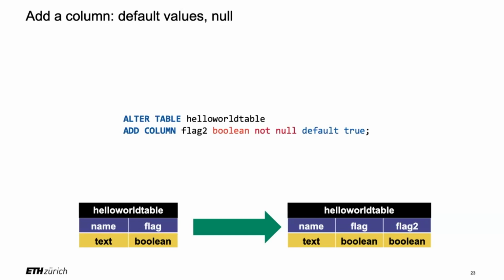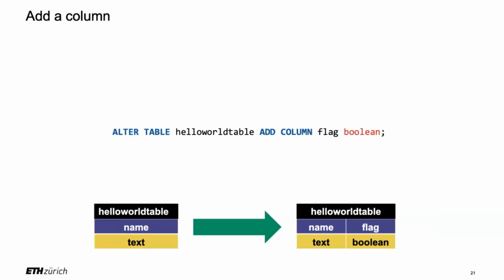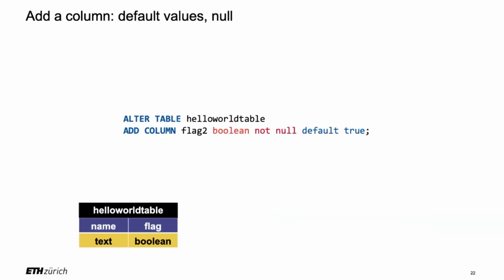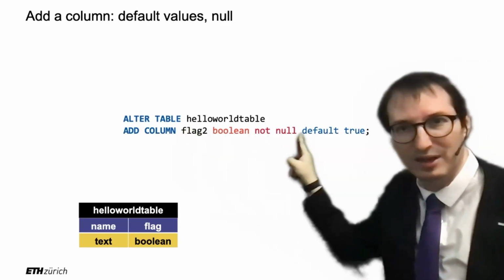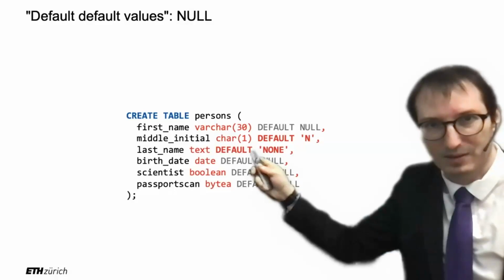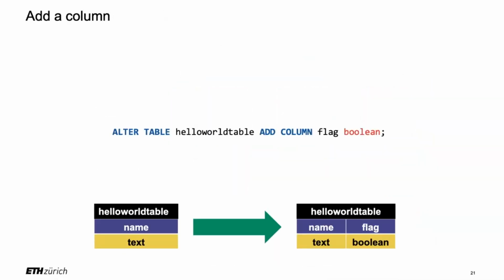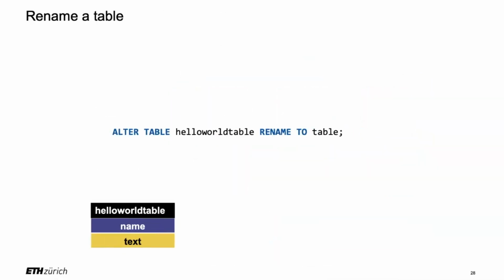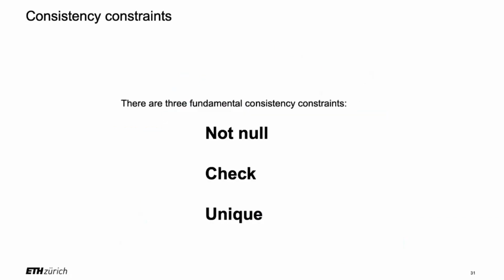Okay, so now you know how to alter the table. You can add a column, remove a column, and for the column, you can specify here with exactly the same syntax as in create table. That's exactly the same syntax as here, basically. Okay, so now let me look into the constraints.